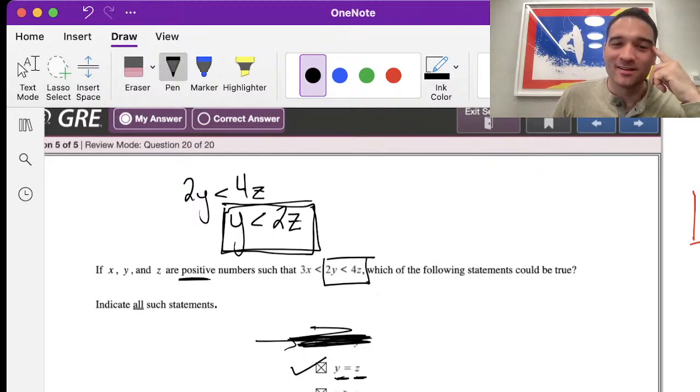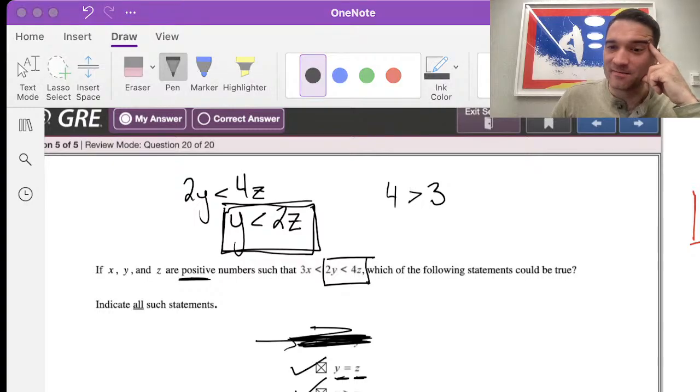And for this one, let's say that y equals 4 and z equals 3. Y is greater than z in this case. But if we plugged it in here, 4 is indeed less than 6. So I have my example, my one example that I need.